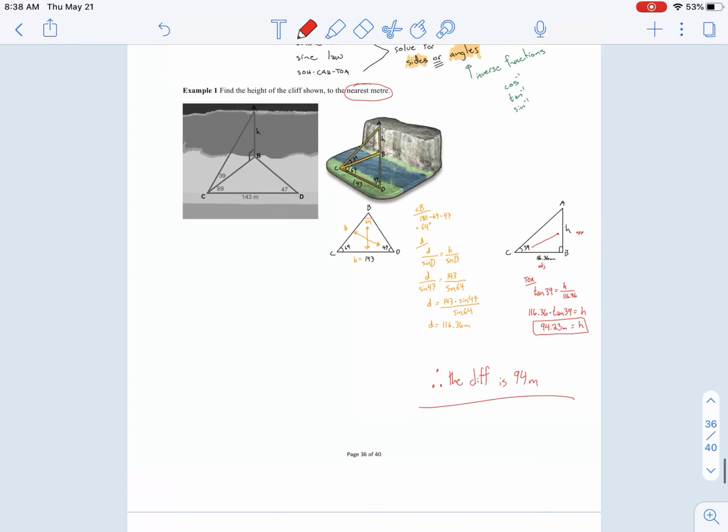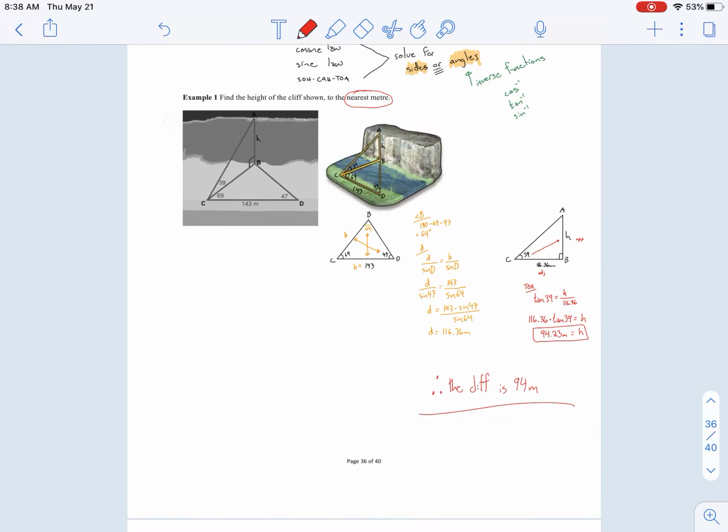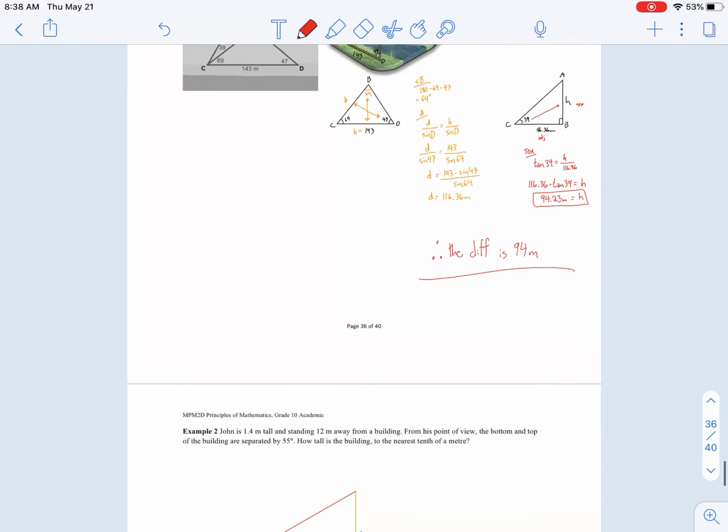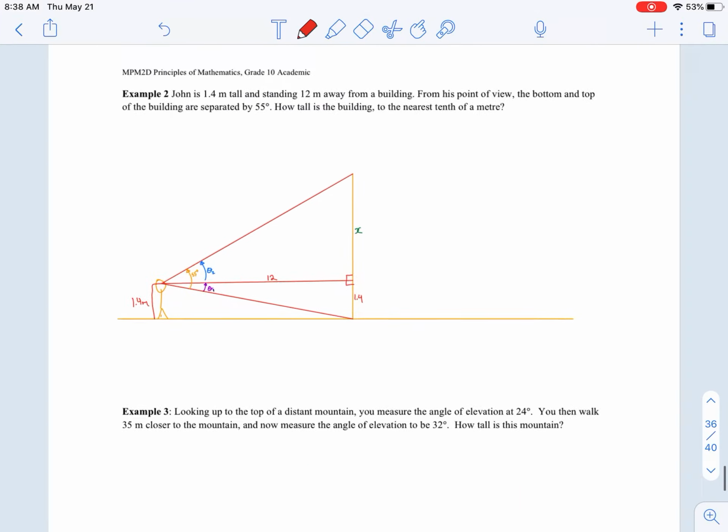Okay, question 1 done. That's solving two triangles in 3 dimensions. We're going to do a couple 2 triangle problems, and we'll eventually get to a 3 triangle problem.